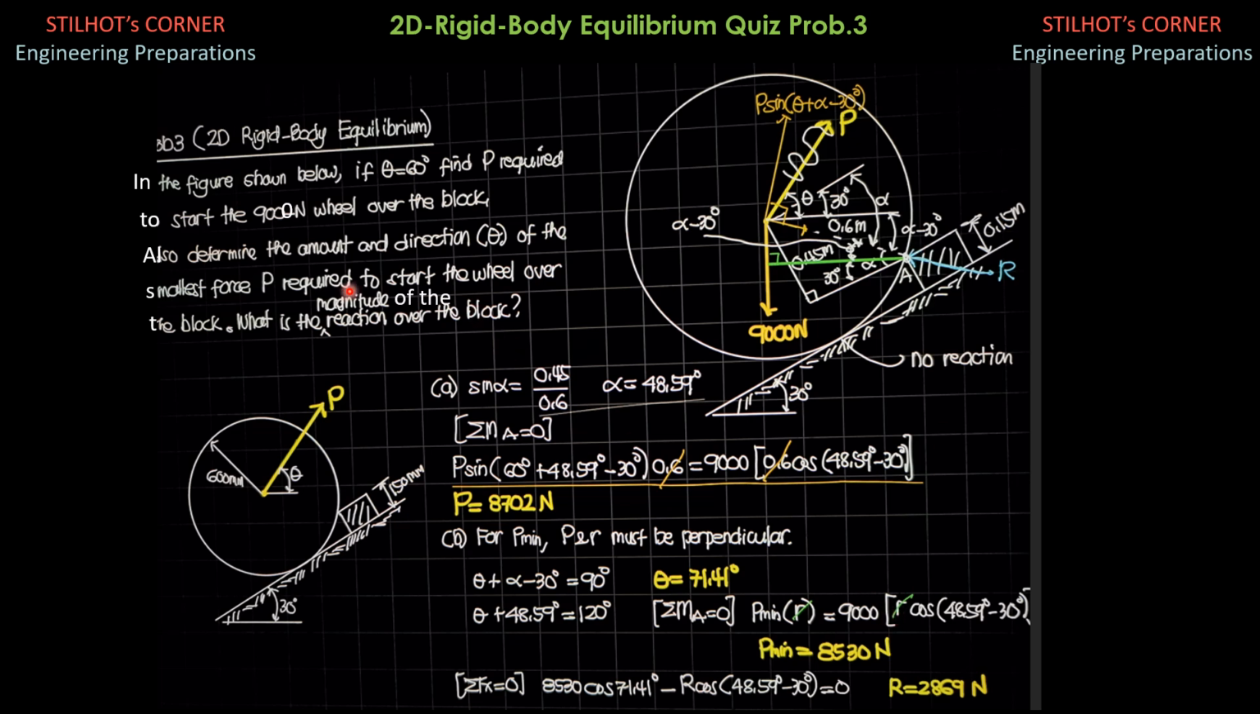And finally, what is the magnitude of the reaction over the block? This R here, we simply sum up forces in X so that the weight is not involved. It is P minimum cosine of 71.41 degrees, so 8,530 cosine of 71.41 degrees. That's the component of P minimum along the horizontal, then minus R cosine of alpha minus 30 degrees equals 0. From there, we can solve for R, 2,869 newtons.